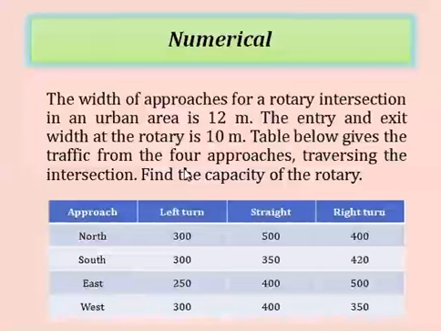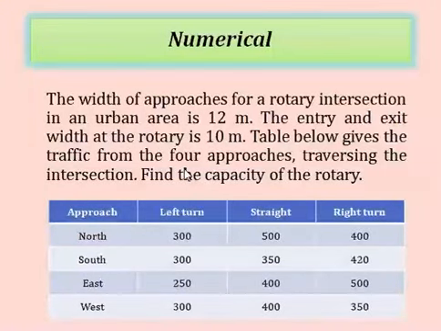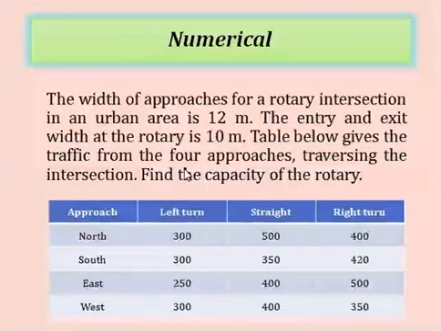Let's take an example. The width of approaches for a rotary intersection in an urban area is 12 meters. The entry and exit width of a rotary is 10 meters. Table below gives the traffic from the 4 approaches traversing the intersection. Find the capacity of the rotary.